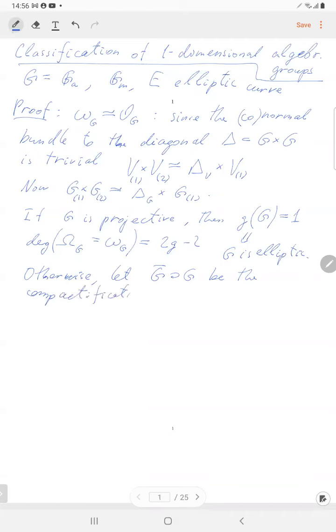How is this compactification defined? Compactification. Loosely speaking, it's a compactification, but rigorously, this is the unique projective smooth curve containing our open group.